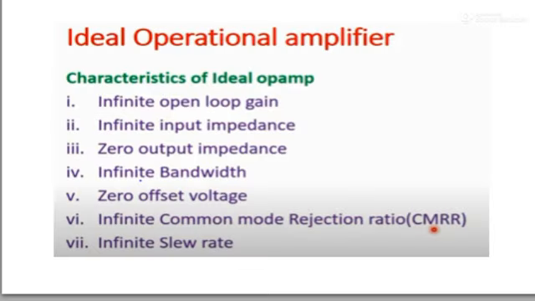Ideal operational amplifier characteristics: when both input voltages are applied to the operational amplifier, the following are observed. First, infinite open loop gain; second, infinite input impedance; third, zero output impedance; infinite bandwidth; zero offset voltage; infinite common mode rejection ratio; infinite slew rate.